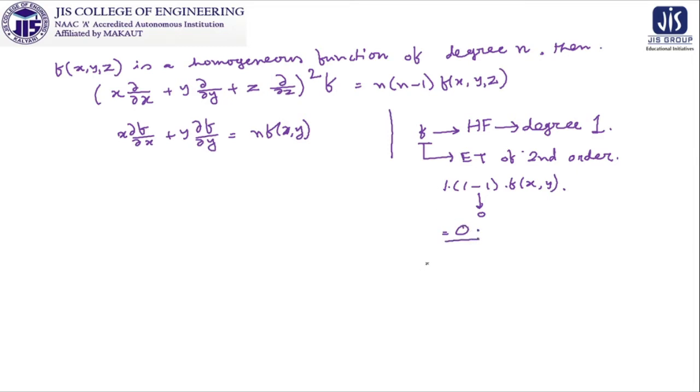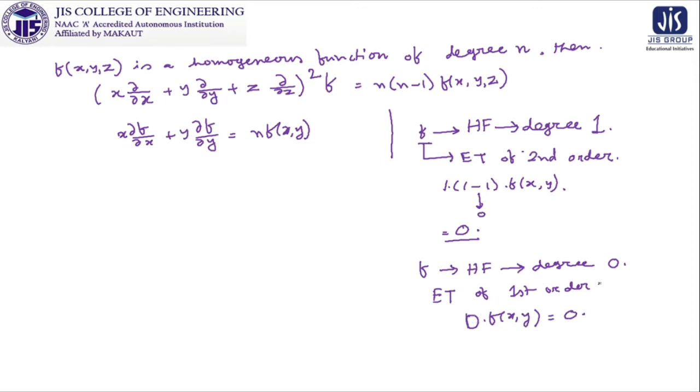You can compare this discussion with the discussion in the previous class: if f is a homogeneous function of degree 0, then what was the case for Euler's theorem of first order? We get n into f of x comma y, which is nothing but 0 because n is 0. This was discussed for constant functions. Now it can be discussed for linear functions.